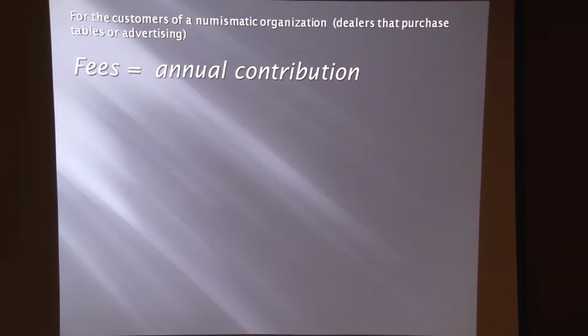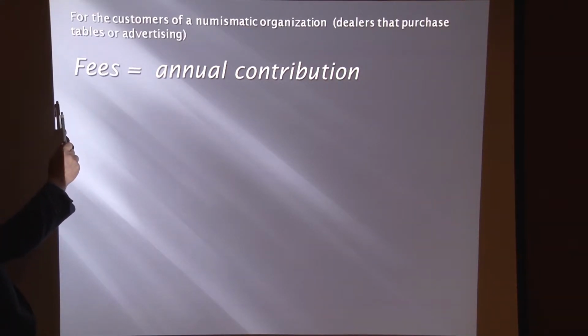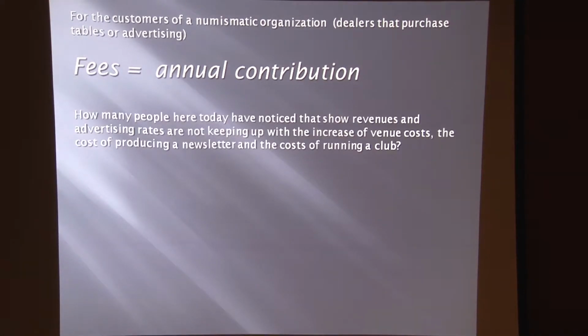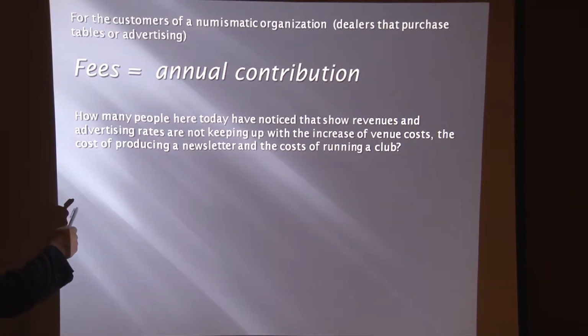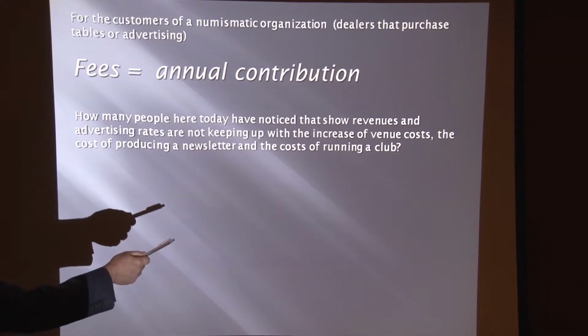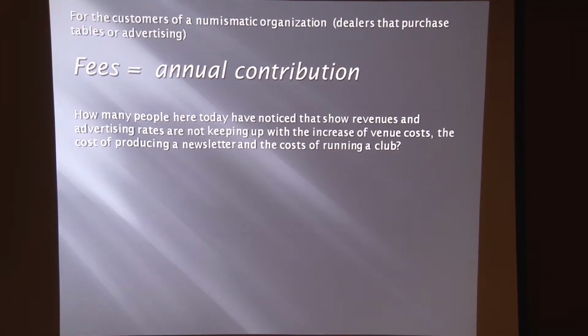For the customers of a numismatic organization, dealers that purchase tables and your advertisers who buy advertising, they view their fees as their annual contribution. Okay. How many people here have noticed that show revenues and advertising rates are not keeping up with the increase of venue cost, the cost of producing newsletters, the cost of just running your club?